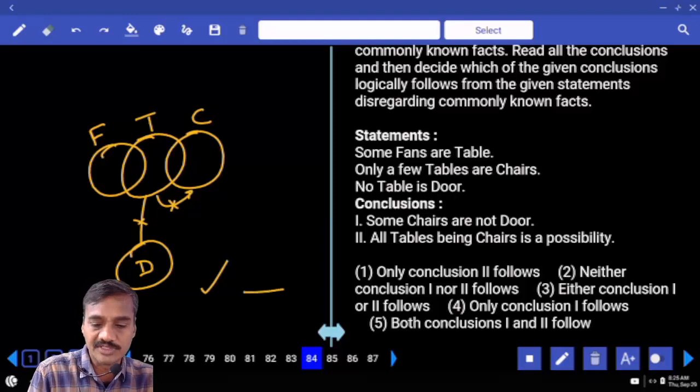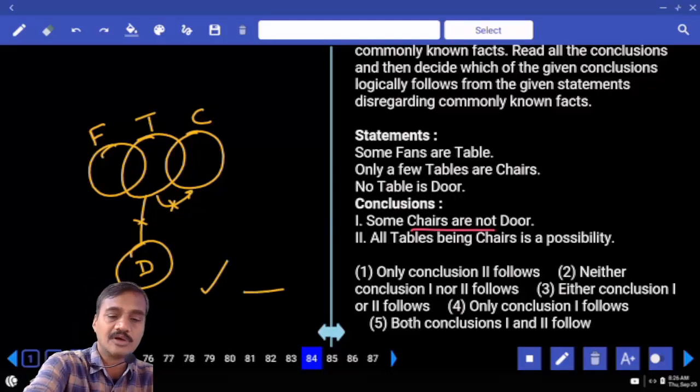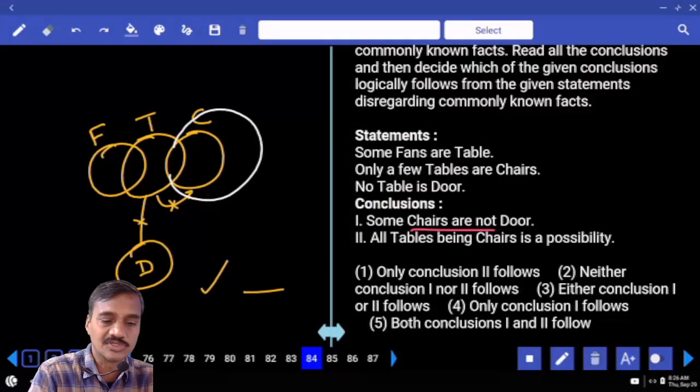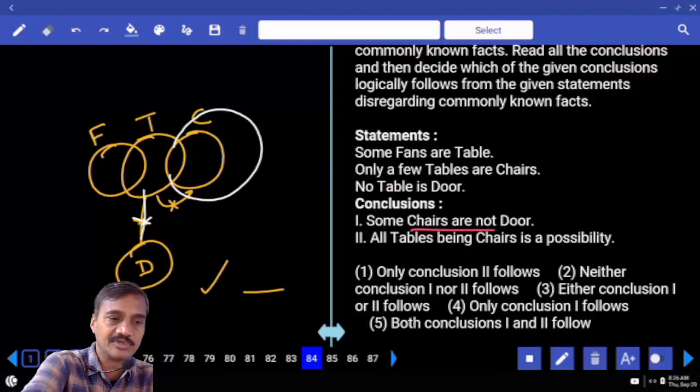And the second one is a possibility. If all chairs are doors, then no door is a table will become false. Clear? So what happened to this one? An alternate diagram cannot be drawn, and this conclusion will be true forever.